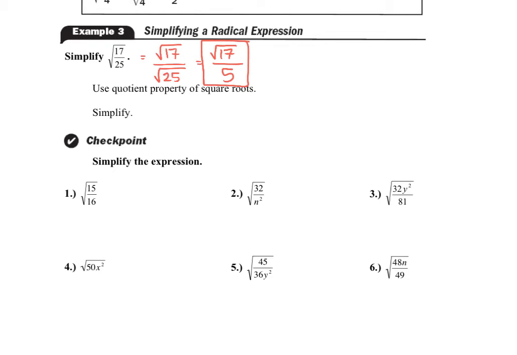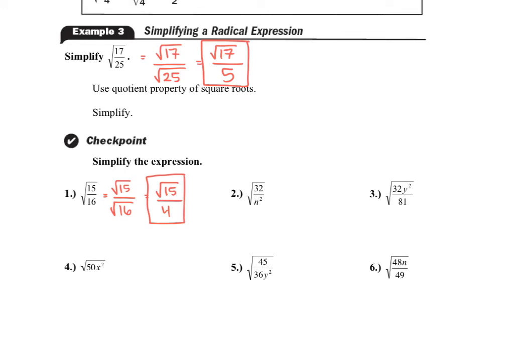All right, let's try a couple more. So in number 1, I'm going to write this as the square root of 15 over the square root of 16. All right, so I've got to look at 15 and make sure there's no perfect square factors that go into it. Well, 4 doesn't go into it, 9 doesn't go into it, and 16 obviously doesn't because it's bigger than that. So we'll just leave this as the square root of 15. The square root of 16 is 4. So we always want to take that square root, and so that would be my final answer. All right, let's try another one.